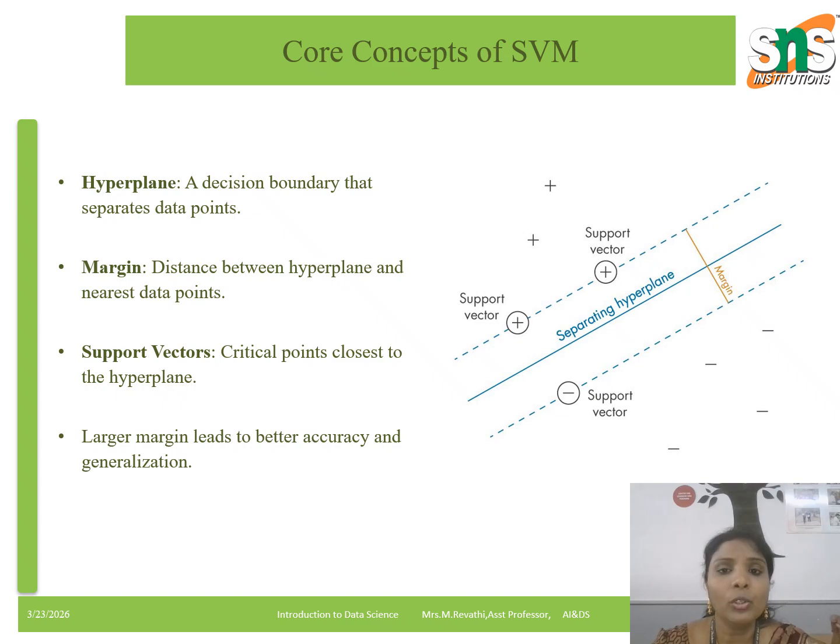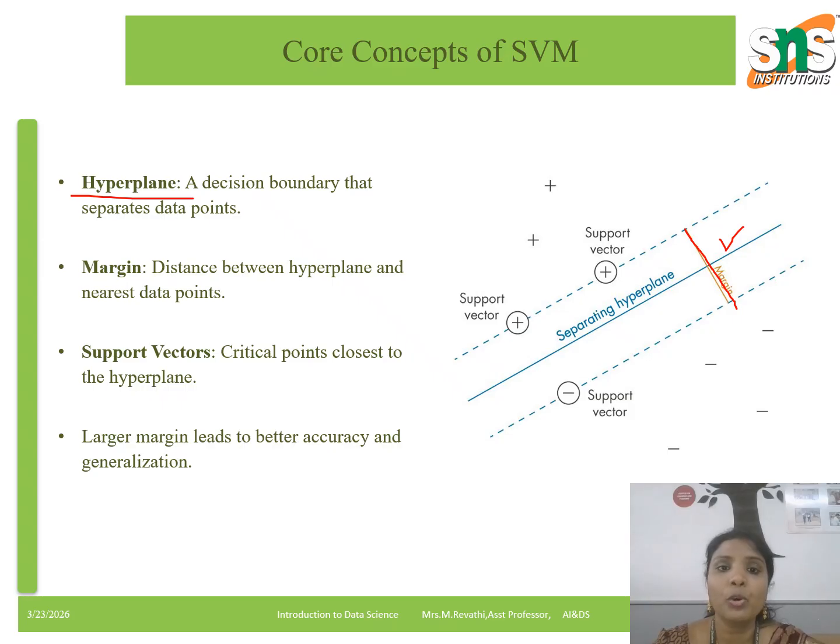Next, we see the core concepts of SVM. Now, let's understand some important concepts in SVM. First is the hyperplane. It is simply a boundary that separates data points. Next one is the margin. It's the distance between the hyperplane and the nearest data points. Next, we have support vectors.